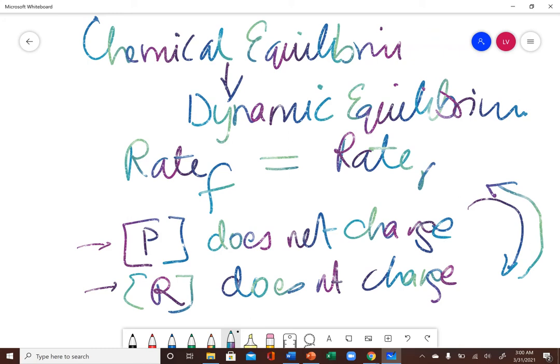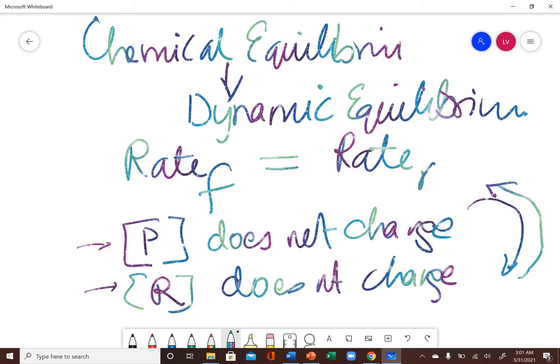That is dynamic equilibrium. All chemical equilibria are dynamic equilibria for reversible reactions. For completion reactions, it's static. But this unit is all about reversible reactions. Reversible reactions achieve a dynamic equilibrium.